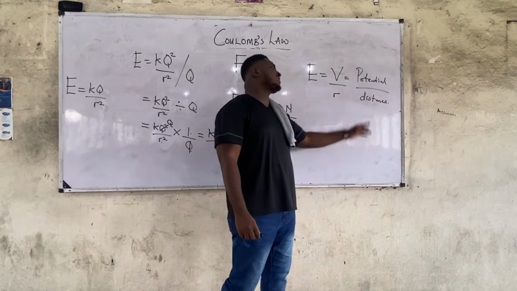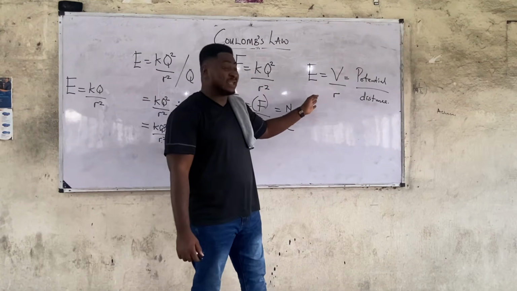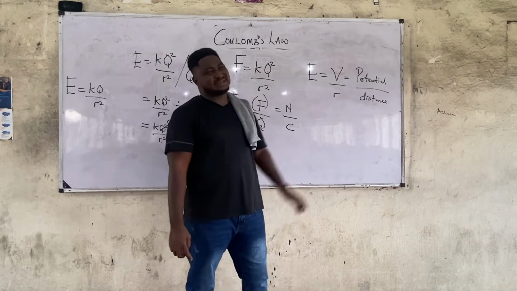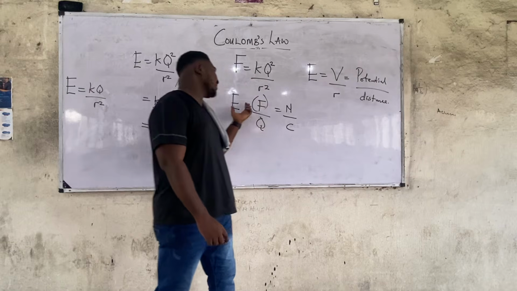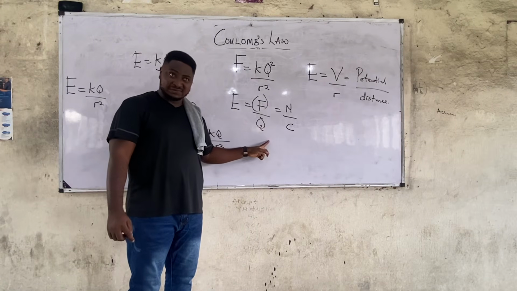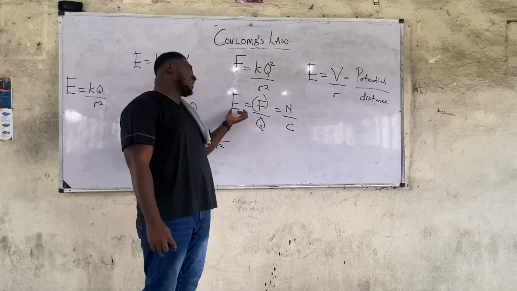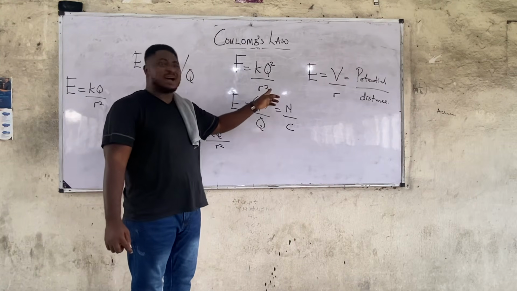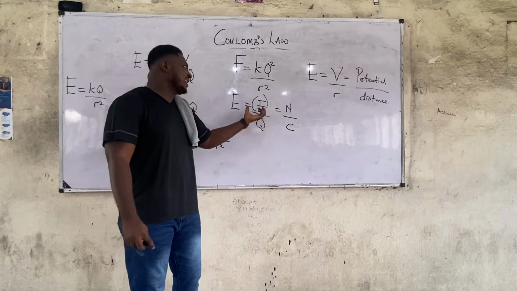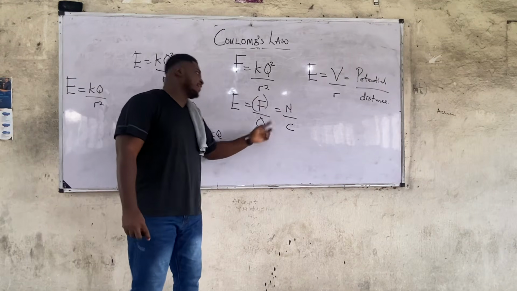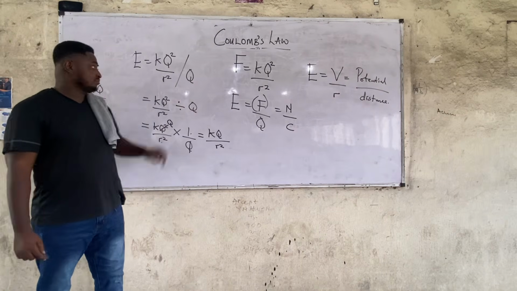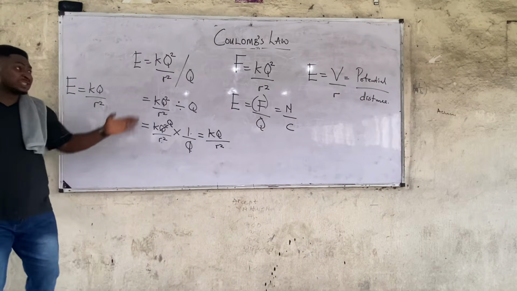Electrical potential divided by distance is also electric field. Imagine they gave you V and R and say find E. If you didn't know this formula, you wouldn't know how to use it. Meanwhile, the only formula you know for electric field is F over Q, force over charge. But now we can derive that electric field can also be F over Q, where F is KQ squared over R squared. So if we replace F with KQ squared over R squared, E will be KQ squared over R squared divided by Q.